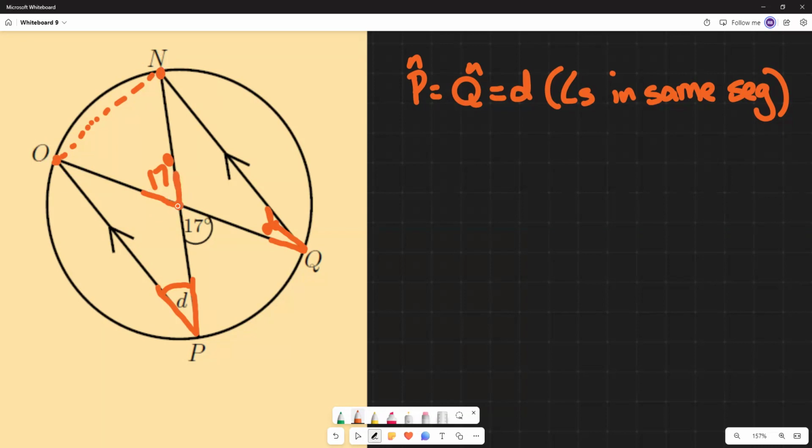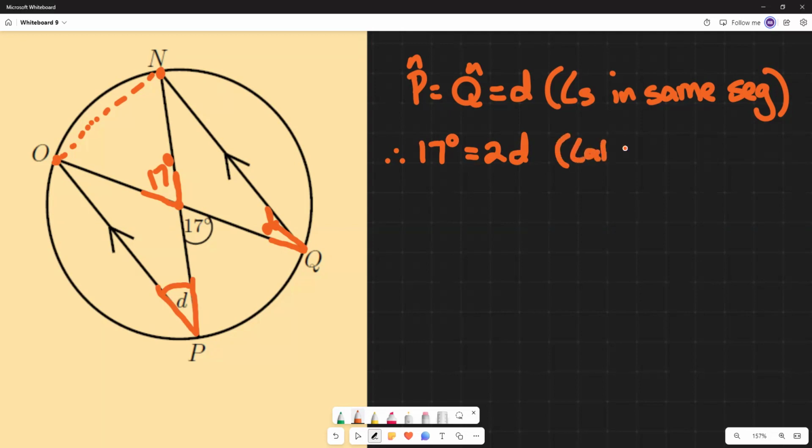Do you see it? So the most important points you are looking for are the center and the circumference. So NO subtends at the center, and it also subtends at the circumference. So here we're going to use angle at center is 2 times angle at the circumference, right? Therefore, we are going to say 17 degrees, which is the angle at the center, is 2 times D, which is the angle at the circumference.